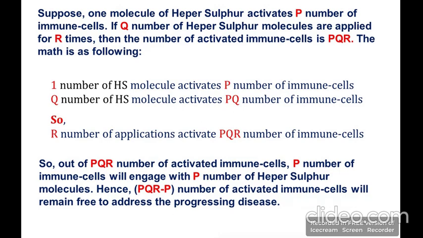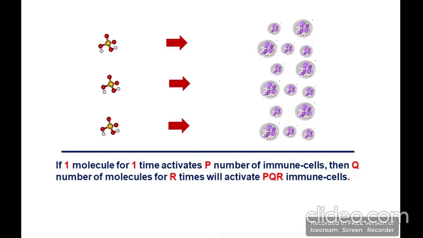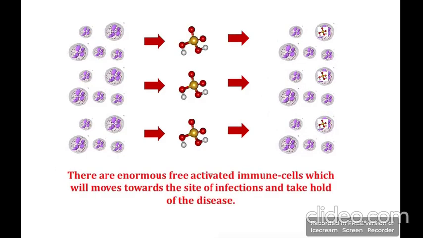So, out of PQR number of activated immune cells, P number of immune cells will engage with P number of Hepar sulfur molecules. Hence, PQR minus P number of activated immune cells will remain free to address the progressing disease. If one molecule for one time activates P number of immune cells, then Q number of molecules for R times will activate PQR immune cells. There are enormous free activated immune cells which will move towards the site of infection and take hold of the disease.